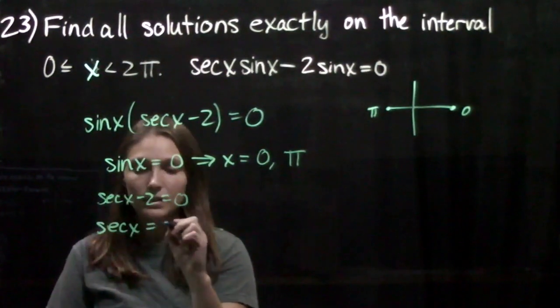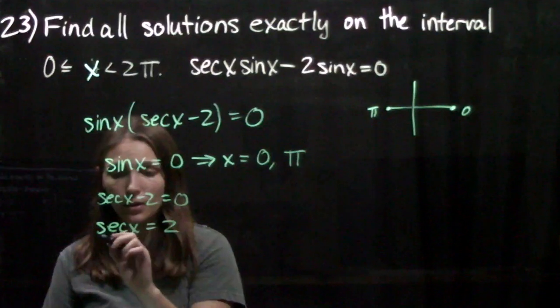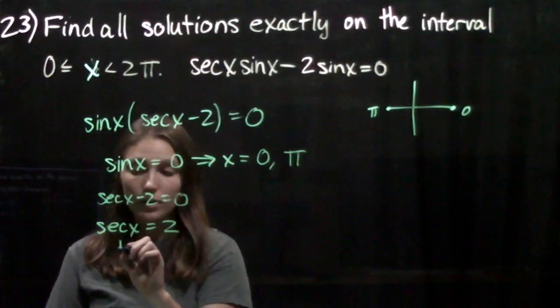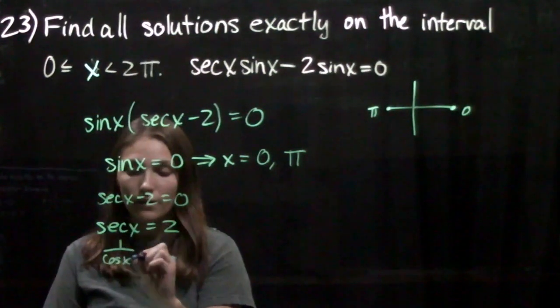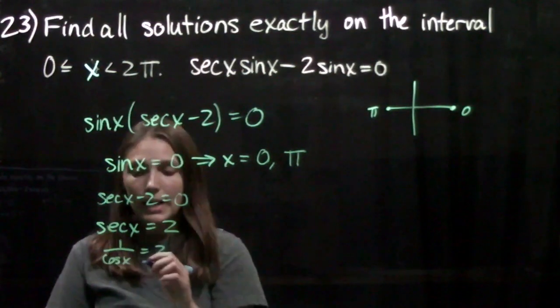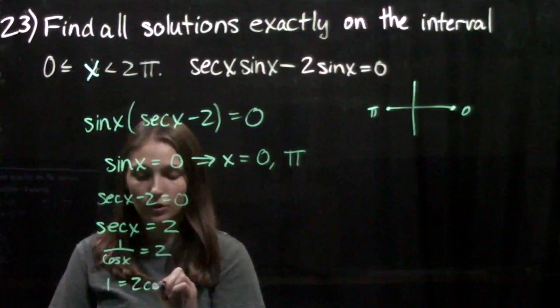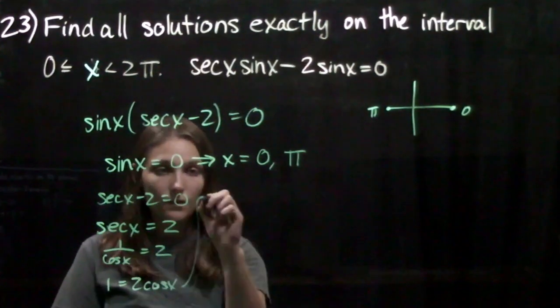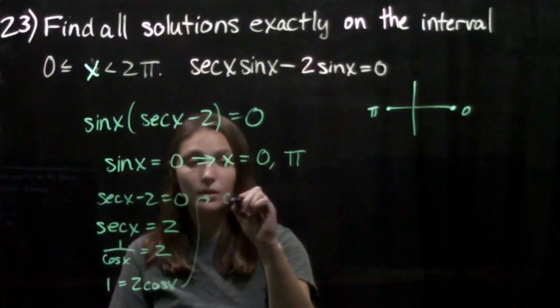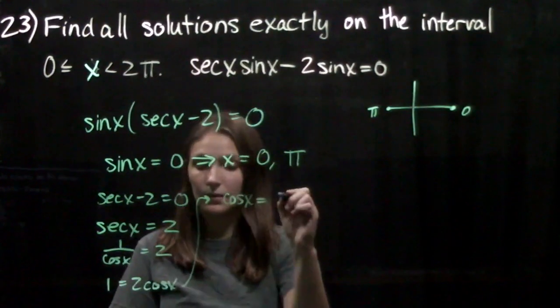So we're going to get secant of x equals 2. And then we're going to notice that secant of x is the same as 1 over the cosine of x, which equals 2. And now we can multiply both sides by cosine of x, and we'll get 1 equals 2 cosine x. And solving for the cosine of x, we'll get cosine of x equals 1/2.